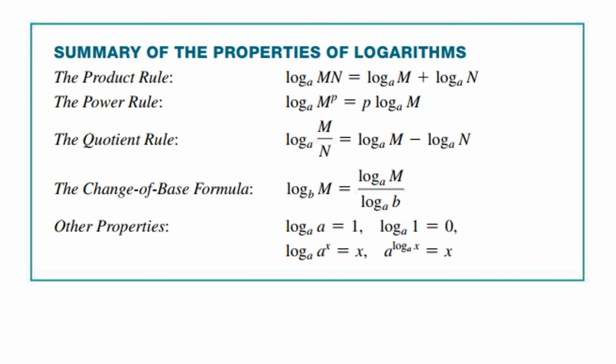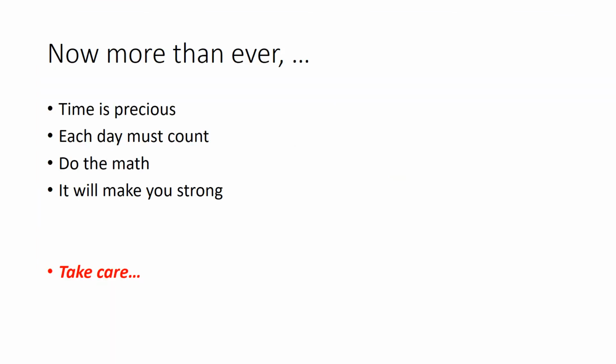So here's a summary of the rules: the product rule, the power rule, the quotient rule. The change in base formula from last chapter, it's proven in this chapter within your textbook, and other important properties dealing with inverses.